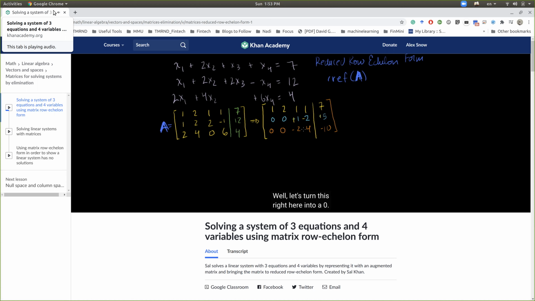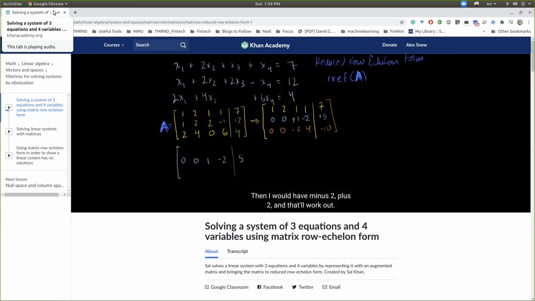Well, let's turn this right here into a 0. So let me rewrite my augmented matrix in the new form that I have. I'm going to keep the middle row the same this time. So my middle row is 0, 0, 1, minus 2, and it's augmented, and I get a 5 there. And what I want to do is eliminate this minus 2 here. So why don't I add this row to 2 times that row, right? Then I would have minus 2 plus 2, and that'll work out.